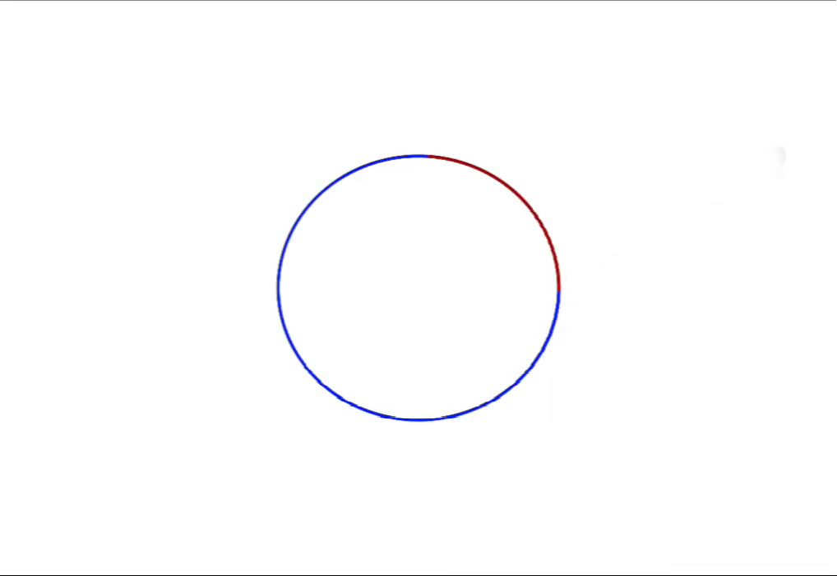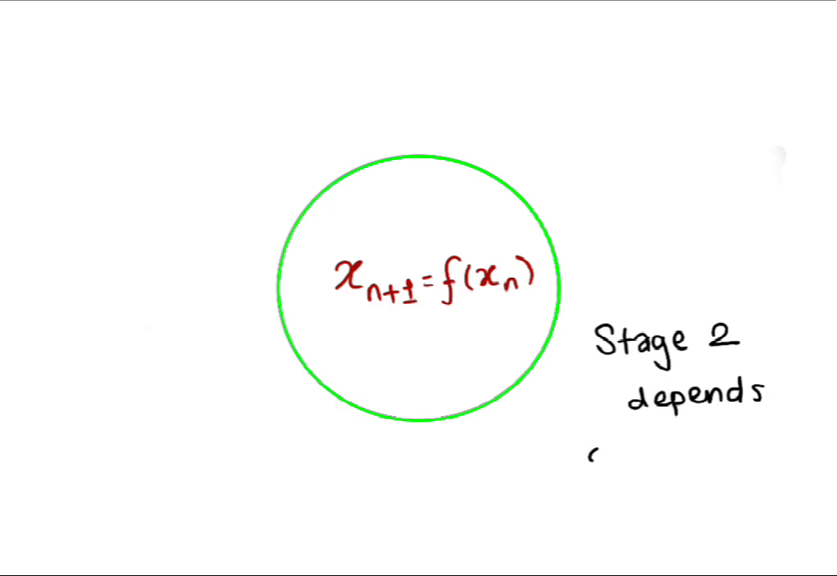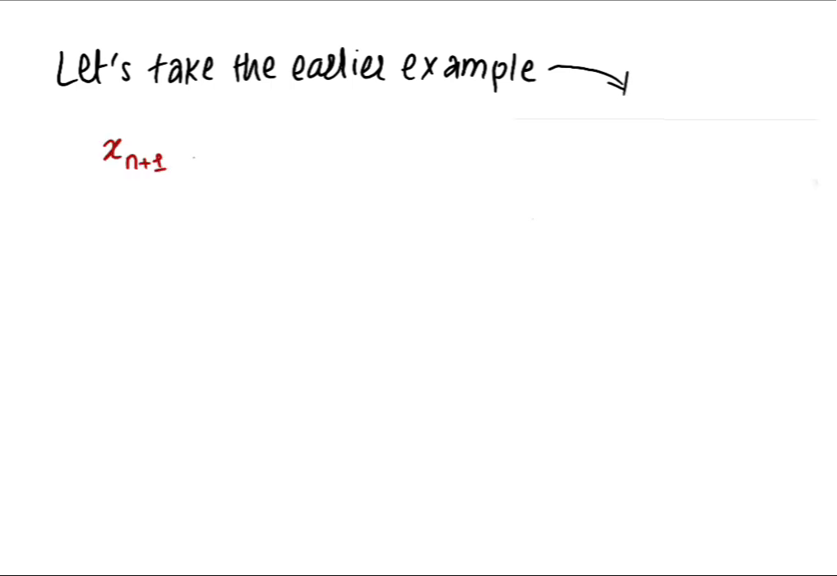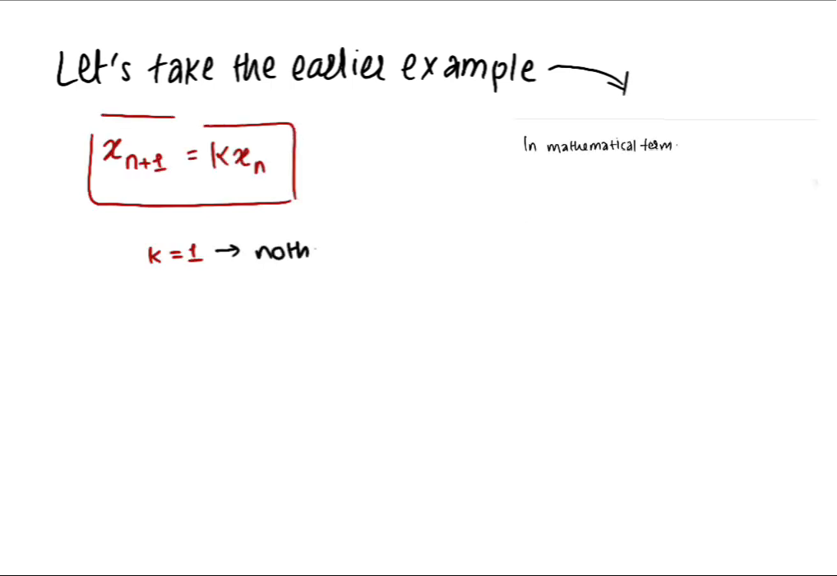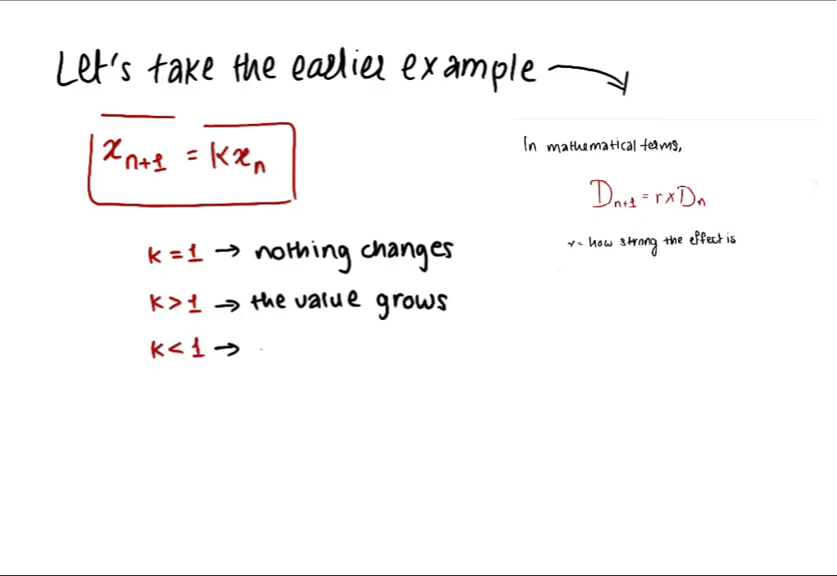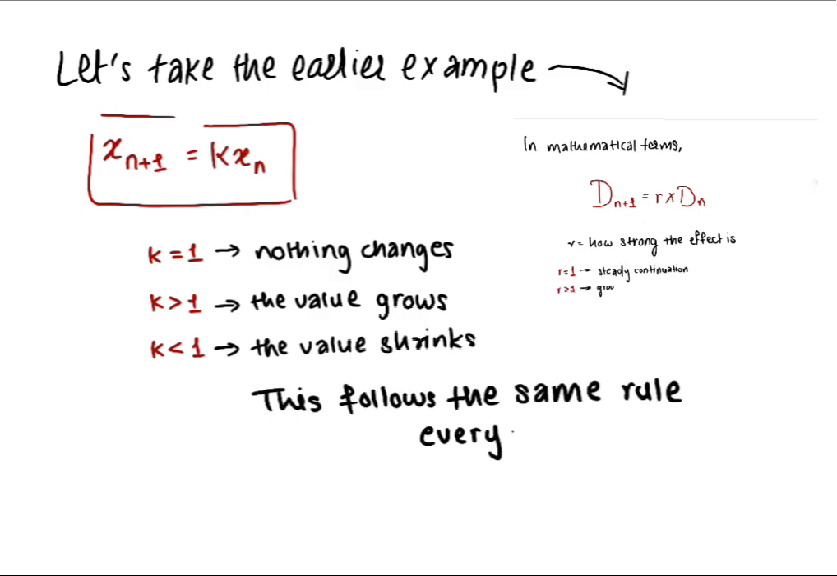Now let's think about another phrase used in daily life. I feel stuck in a loop. In mathematics, this idea comes from recurrence relations, where each step depends on the previous one. A simple formula of this is, wait, isn't this the same thing? In this example, we notice that if k equals 1, nothing changes. If k is greater than 1, the values grow. And if k is less than 1, they shrink. But in all cases, the system keeps following the same rule.